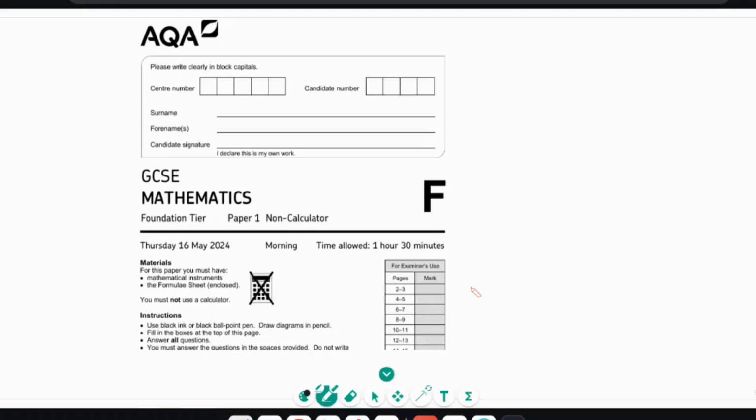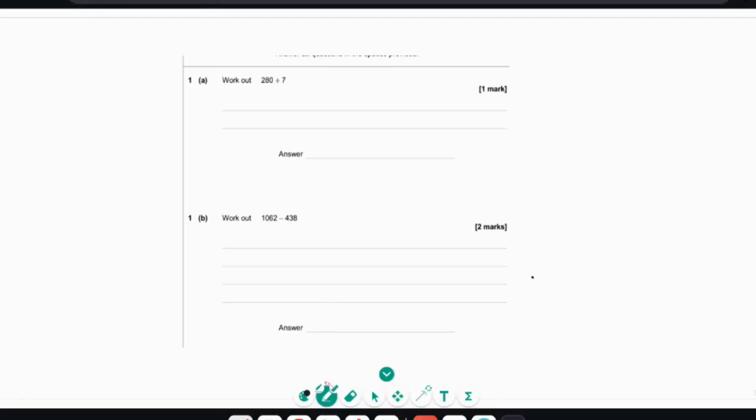This is a walkthrough for this AQA GCSE Maths paper from 2024, the summer 2024 series. This is a non-calculator paper. I'm going to work through every question. I would suggest you download the paper, answer a question, and then watch my explanation to see if you've got it right or not.